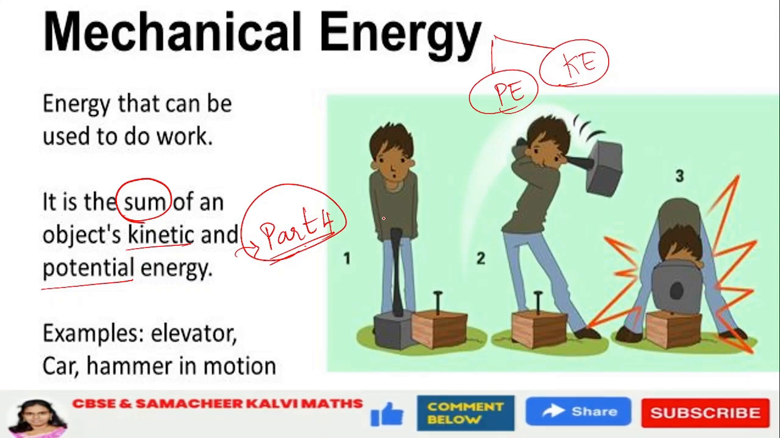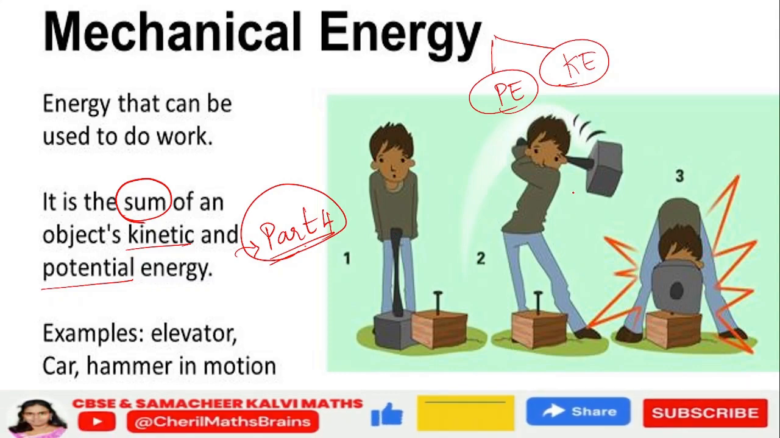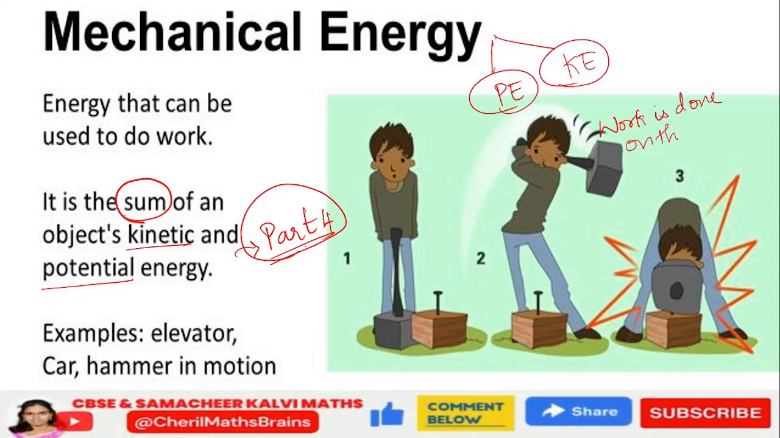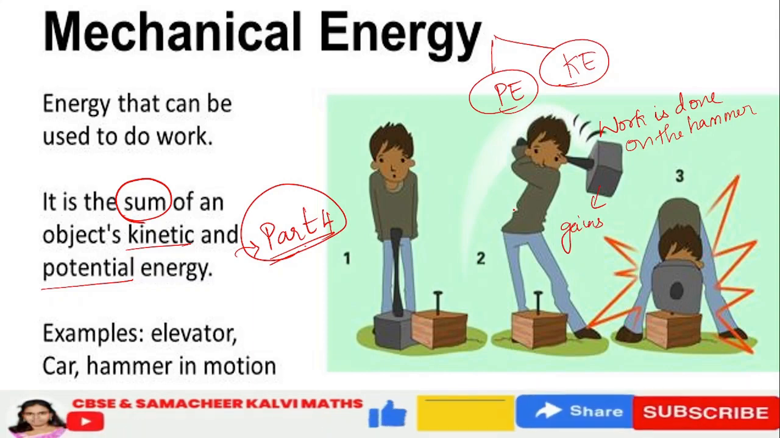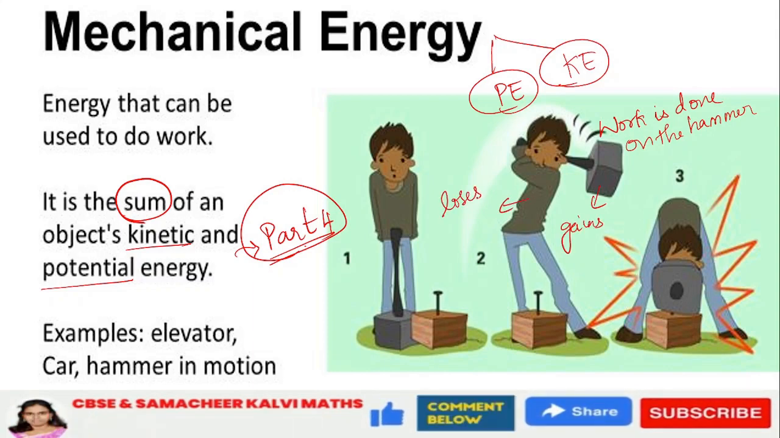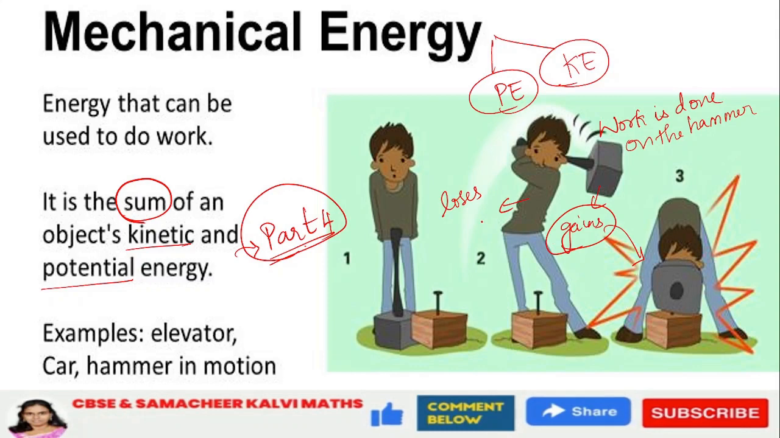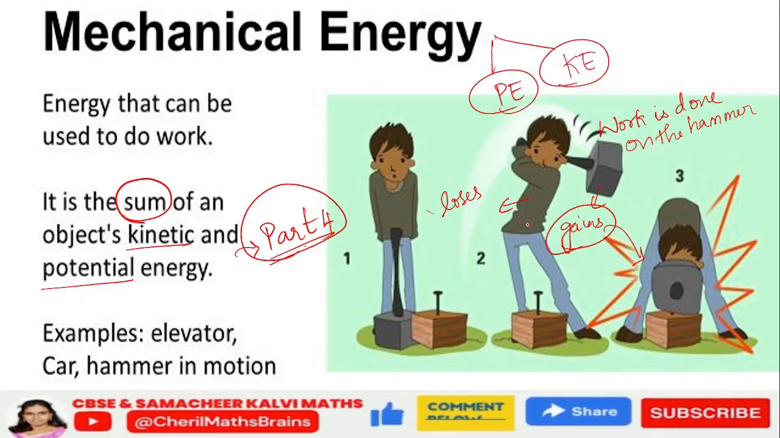Here you can see that this boy is going to hit this nail with the hammer. So first he is going to lift the hammer. At that time you can say work is done on the hammer. So the hammer is gaining energy, and this boy loses energy. But here what do you see? This gained energy is being used up during the process of hammering. Is it clear, children? So this is how this energy transformation takes place.